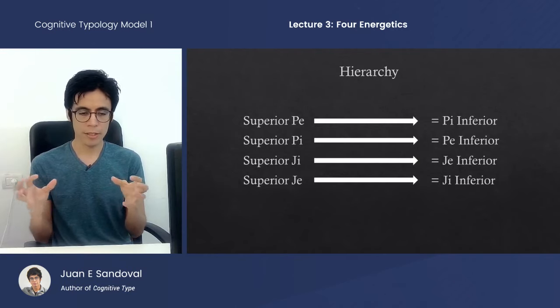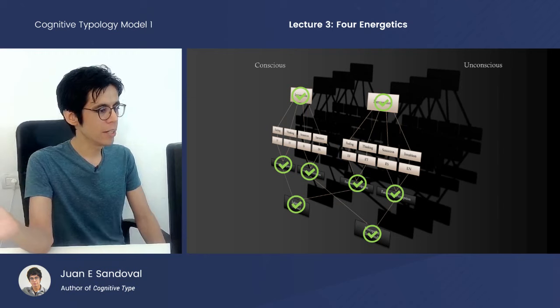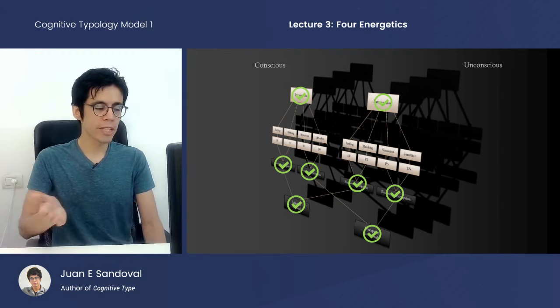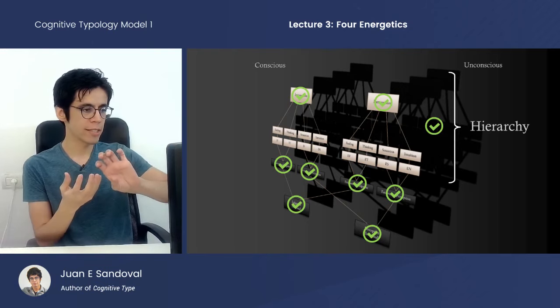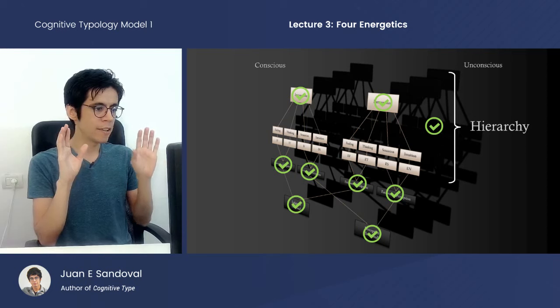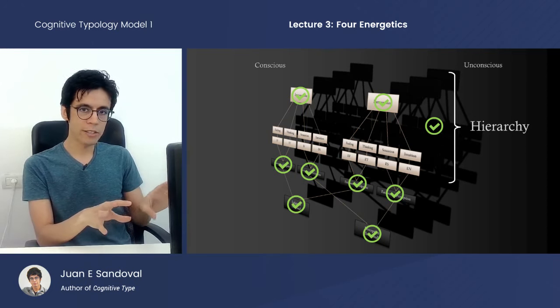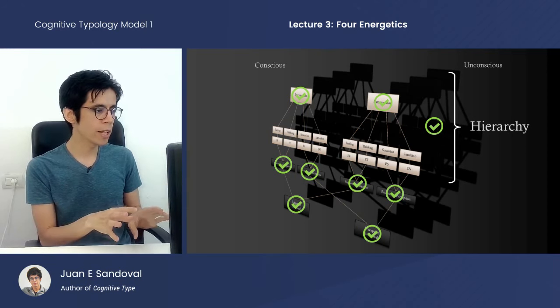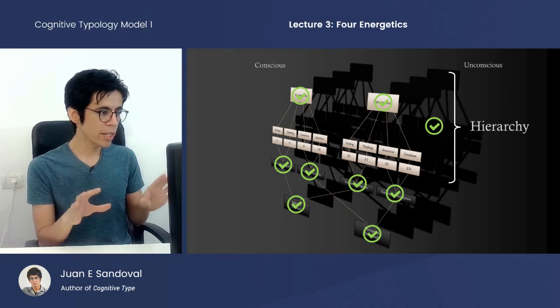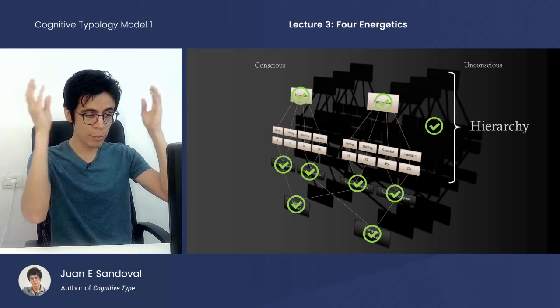So going back to this diagram, not only do we see proof of the 4 energetic functions, but we also see proof of the polarity that exists between the dominant and the inferior process. In other words, the shadows here are also hierarchically organized according to Carl Jung's initial speculations, which was really another one of those moments that just blew my mind.